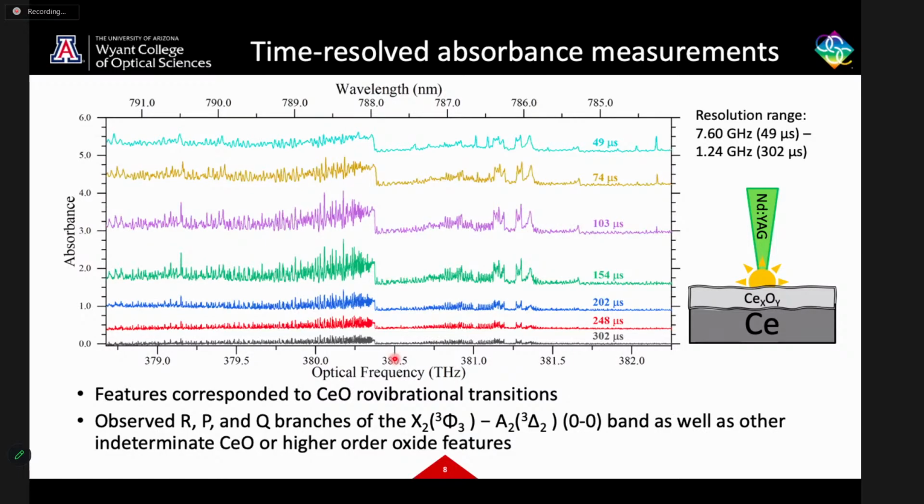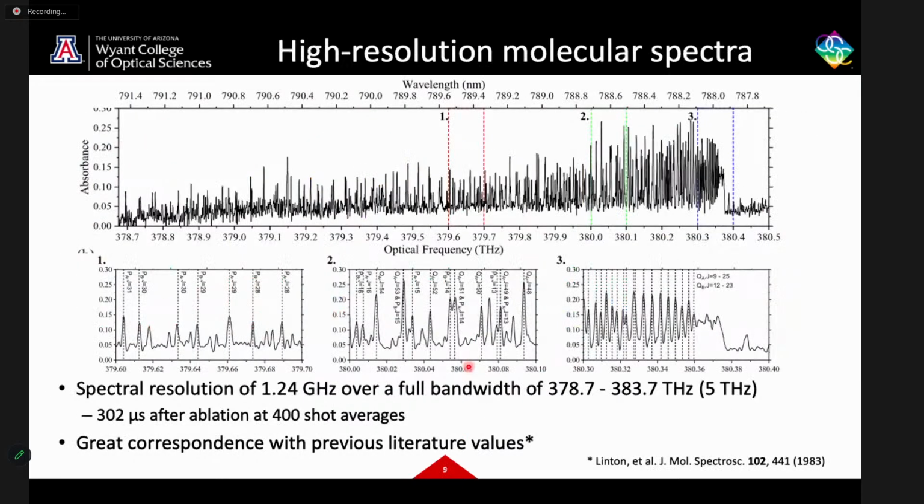which would indicate the oxide forming and then turning into higher order oxides at later times. If we were to zoom in on one of these time delays where we had our highest spectral resolution, what we can see is that we're able to resolve a rich field of rovibrational transitions in this band. Over a full bandwidth of 5 terahertz, we can achieve a spectral resolution of 1.2 gigahertz. And when comparing these experimental results with known literature values, we see a very strong correspondence with our line detection and the literature values associated with this band.